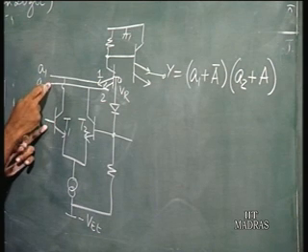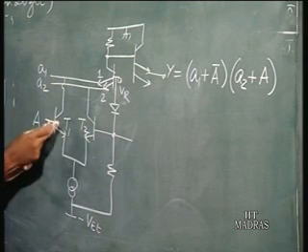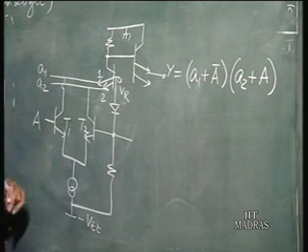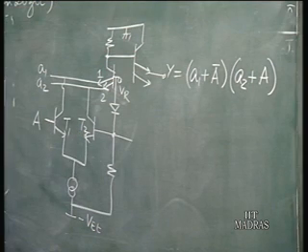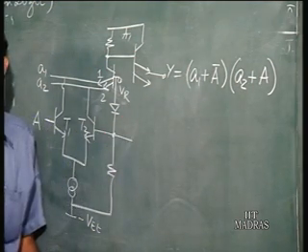and for emitter 2 to be not conducting, either A2 must be high or A has to be high. If A is high, T1 will be on and T2 will be off. So, emitter 2 cannot conduct. So, this is the logic output which you get.